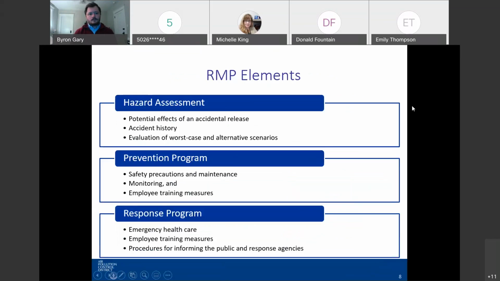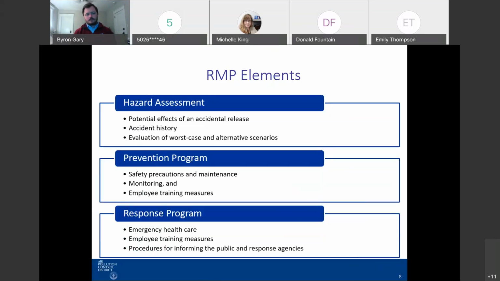So there are three major elements to the risk management program. Hazard assessment, that is kind of what it sounds like, where people will analyze what hazards are present due to the subject chemicals at the plant. The prevention program, which obviously companies would initiate in order to try to prevent an accident. This includes things such as mechanical integrity, operating procedures, employee training, and a variety of different measures that the companies have to take on. And then a response program.